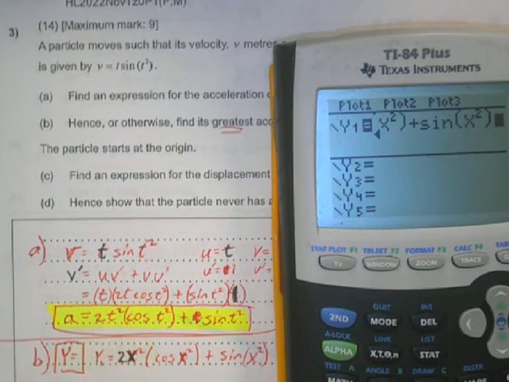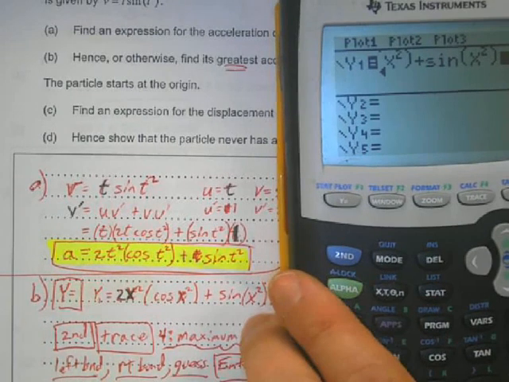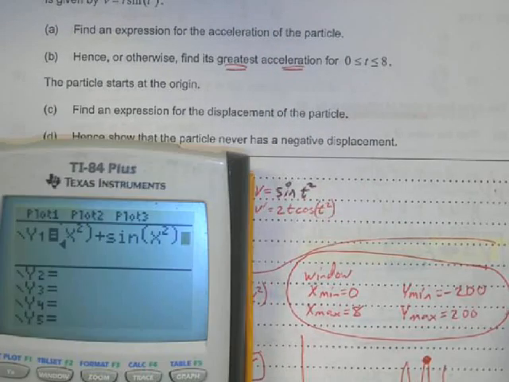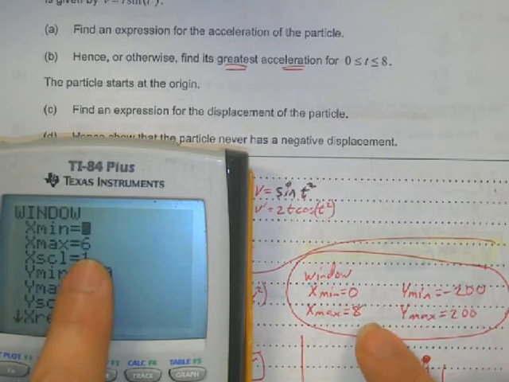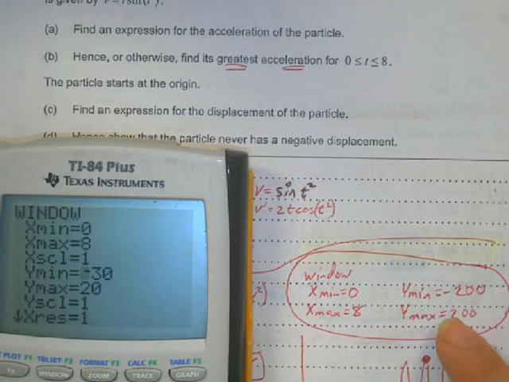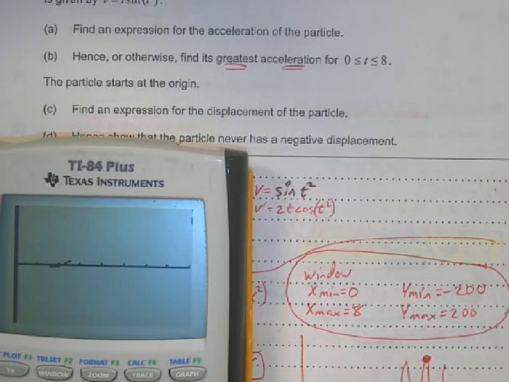I'm going to hit second trace and figure out the maximum. Before I do that, I need to change my window so I can see this. So I'm going to hit window. I'm going to change x min to 0, x max to 8, and I already played around with this. The y min is going to be negative 200. The y max is going to be 200. And now I'm going to hit graph. And you see that the graph is going to look like this. Okay.